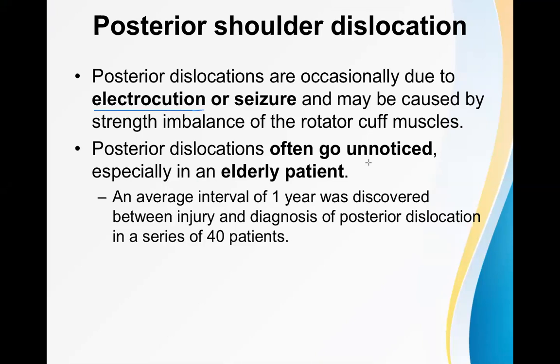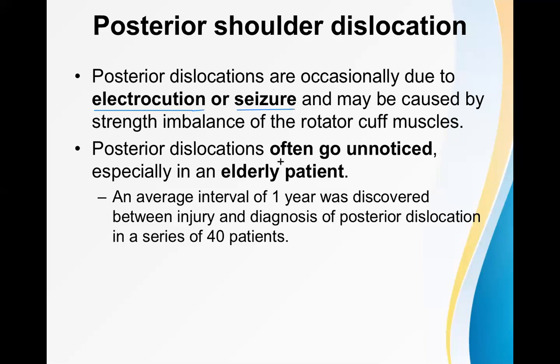Remember, this electric shock can easily lead to extensive damage to the muscles in that patient's body, as well as it can cause cardiac arrhythmia and can lead to death of the patient. At the same time, this type of dislocation can also be caused. Another cause is seizure or epilepsy. An epileptic attack in a patient of epilepsy may also lead to vigorous contraction of the muscle, and posterior dislocation of the shoulder can occur.